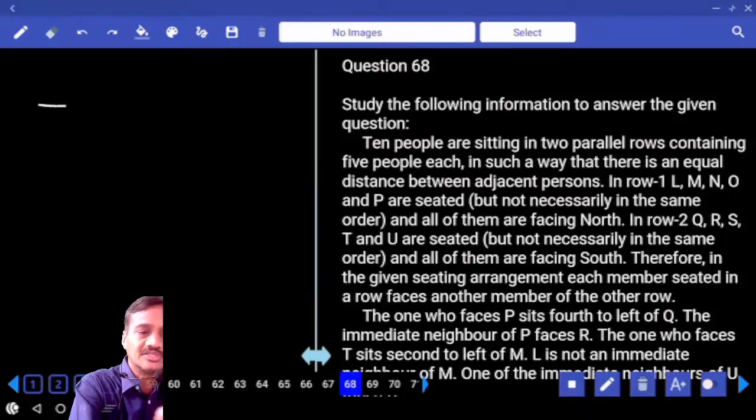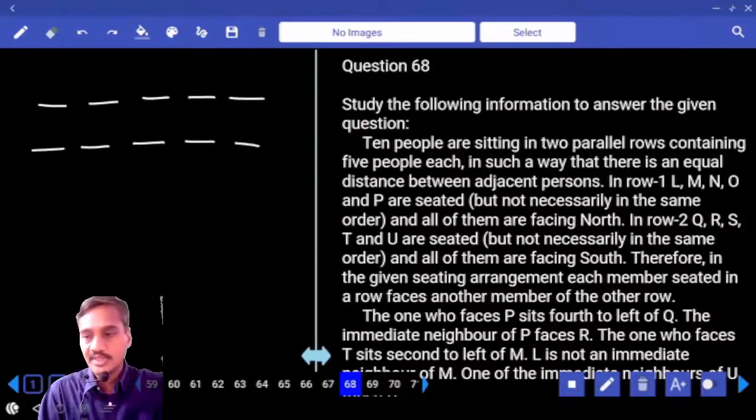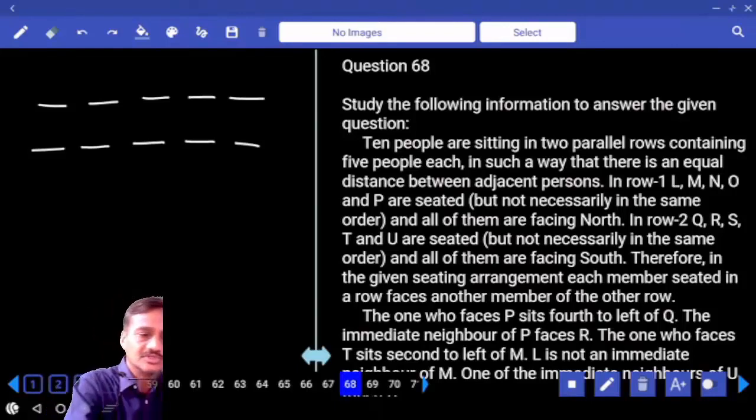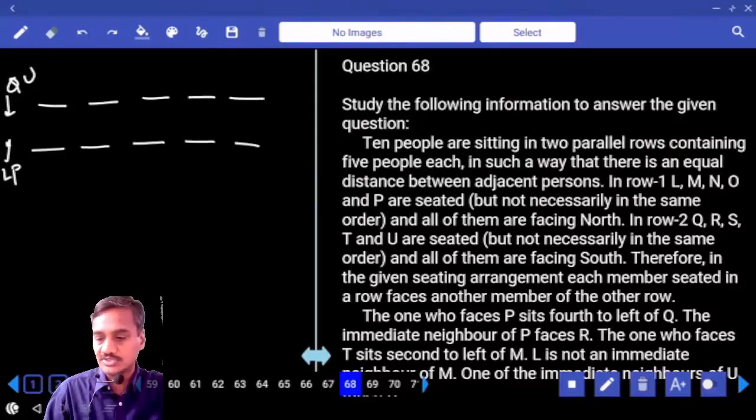Now how many persons are there? 10 persons, 5 in one row, 5 in the other row. And 5 persons in row 1: L, M, N, O, and P. And all of them are facing towards north. Now this is row 1, LM, NO, P. And in row 2, Q, R, S, T, and U. Now Q, R, S, T, and U were facing towards south.